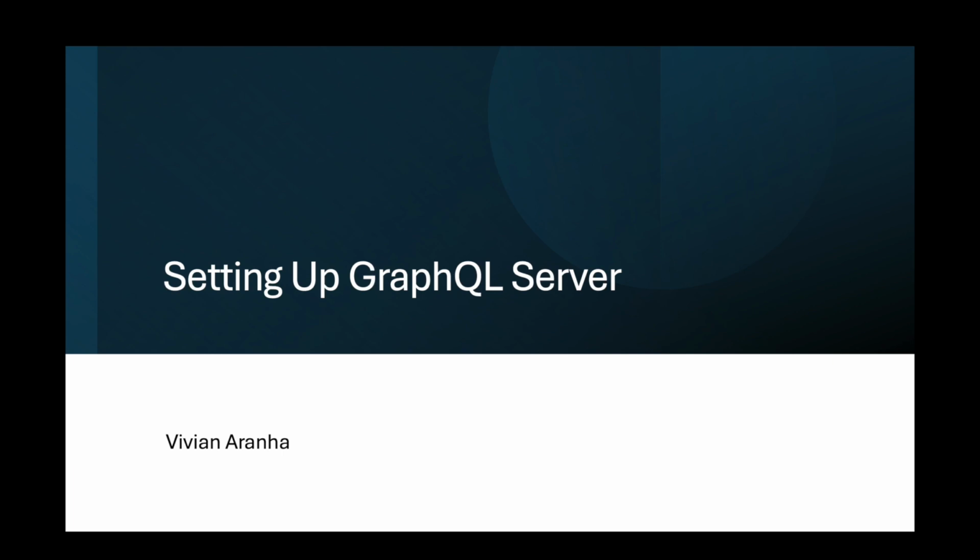The next thing we're going to go over is setting up the GraphQL server. First thing that you have to do is choose a GraphQL server implementation. When setting up a GraphQL server, you have several options to choose from based on your project requirements and preferences.